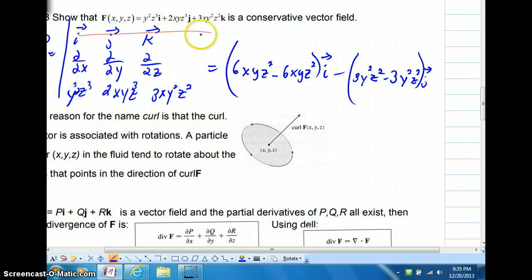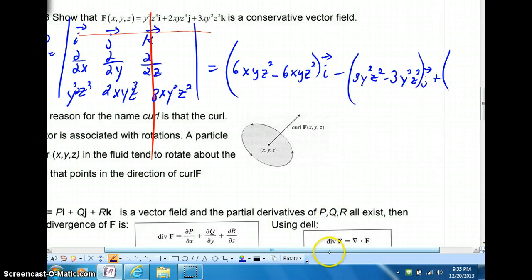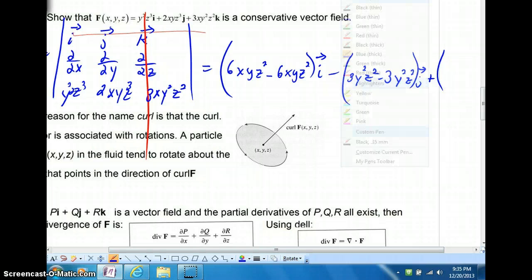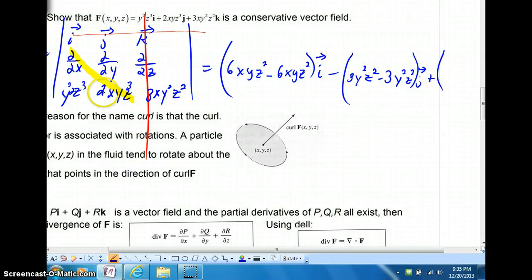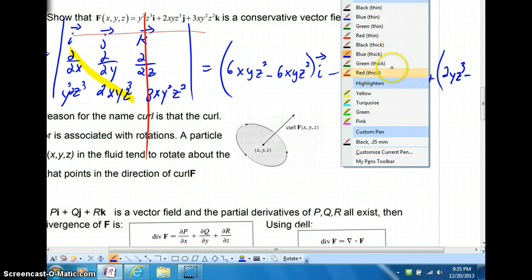And look what's about to happen. We will now cancel out this k column. And what is remaining? Well, we go back to a plus, and this time we can draw in our diagonals again. We can have derivative with respect to x. Well, that's going to be 2yz cubed, minus, what's our other diagonal?